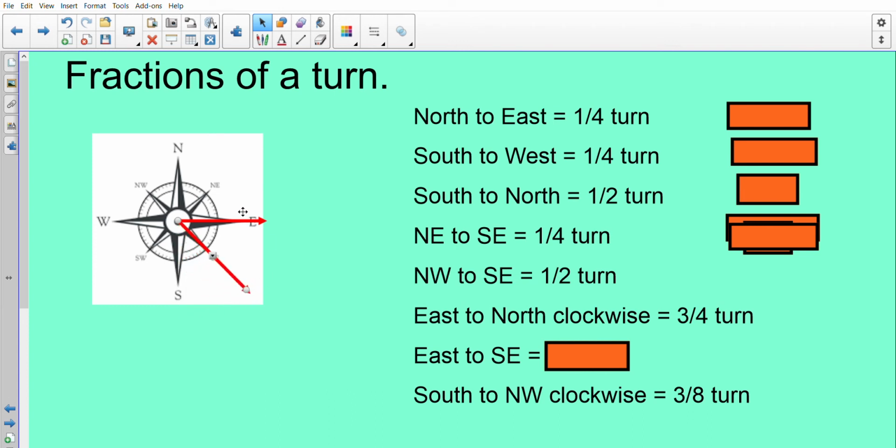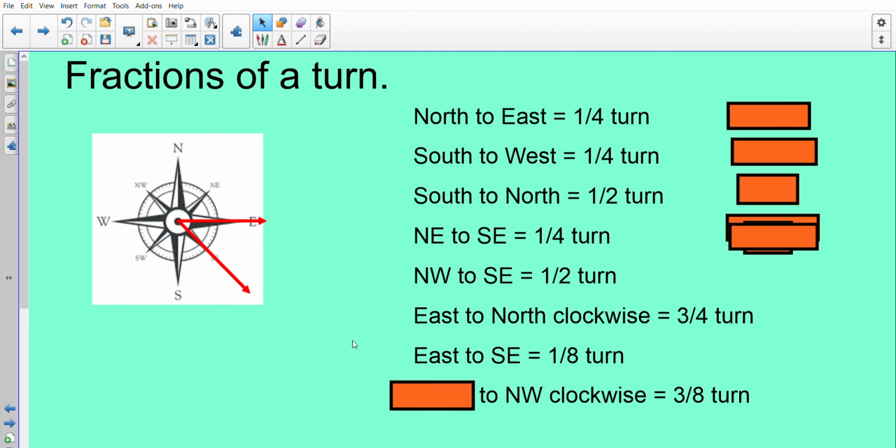Well, it's 1/8, isn't it? Because this compass is split into 8 equal parts. So 1, 2, 3, 4, 5, 6, 7, 8 equal parts. So it's a 1/8 turn. And let's just have a look at this one here. Something to northwest clockwise is a 3/8 turn.